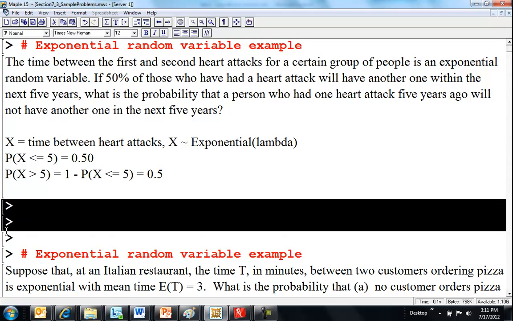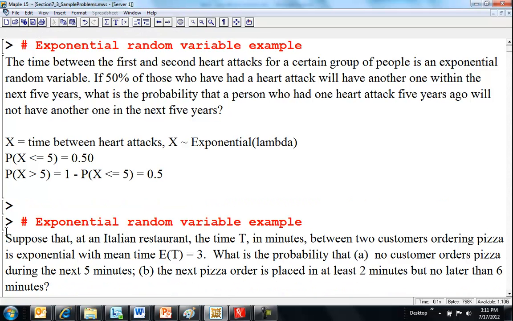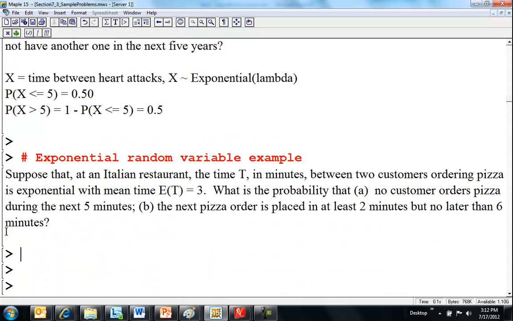I took that from the exercises in the textbook. Here's another one from the textbook. I changed it a little bit because they didn't have numbers, they just had constants. And the first time you see an exponential example, it's hard enough just to gather what's going on. Also there's that nice relationship between an exponential and a Poisson that I can show you in this problem. Suppose that at an Italian restaurant, the time t in minutes between customers ordering is exponential.